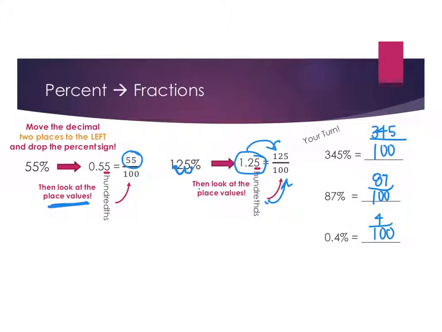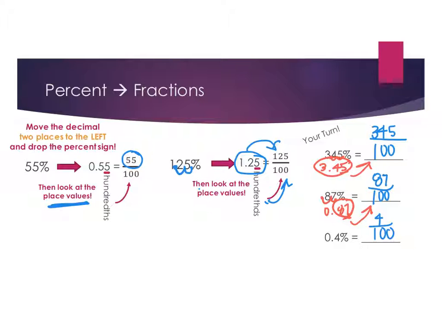Okay, let me explain how I got these answers. So I had 345%. The decimal is right here. I'm gonna move it over 1, 2 places. And that gets you to 3.45. That 5 is in the hundredths place. So I'm gonna put 100 on the bottom, and 345 goes on top. For 87%, I had the decimal right here. And I moved it over 1, 2 spots. And that would get you 0.87. 7 is in the hundredths place. So I'm gonna put 100 on the bottom and 87 goes on top.